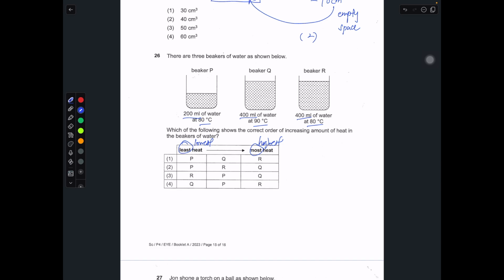So which one has more water? Q and R has more water. And which one has a higher temperature? This one is at a higher temperature. So naturally Q will be the one that has the most heat. Okay, so then we look at the one that is lowest.